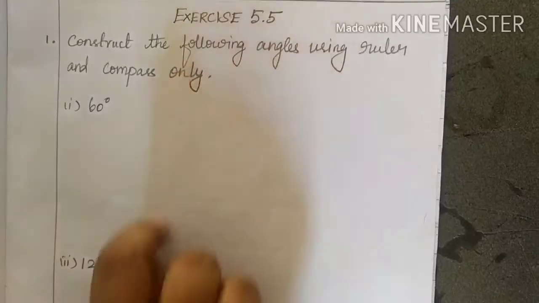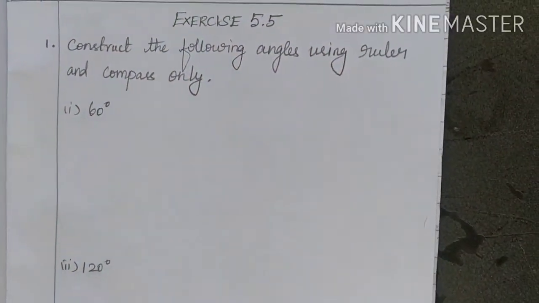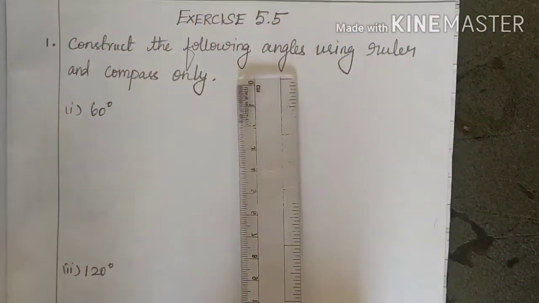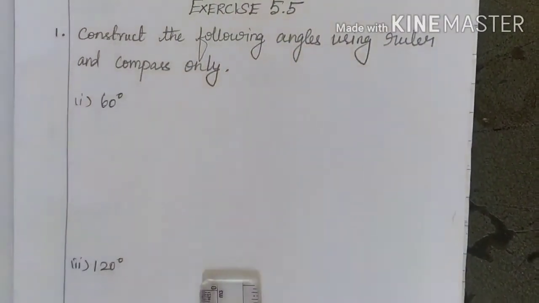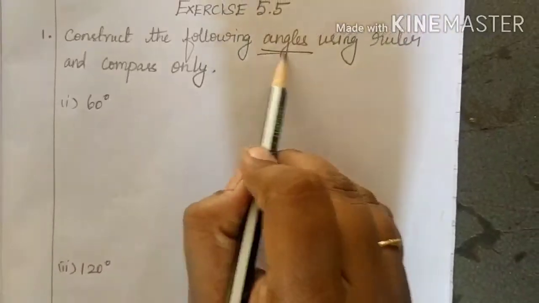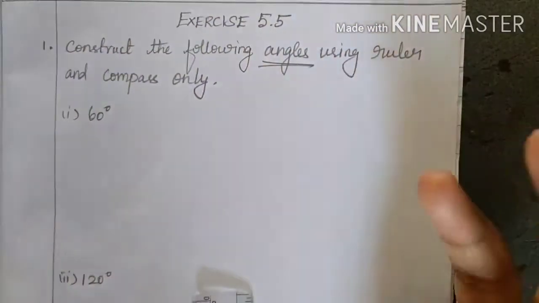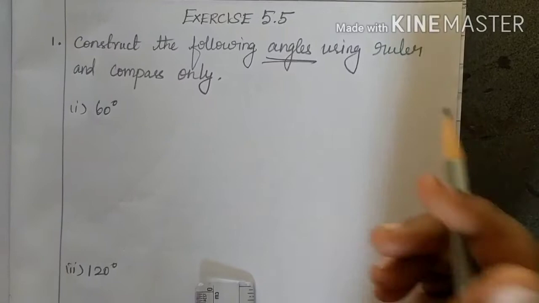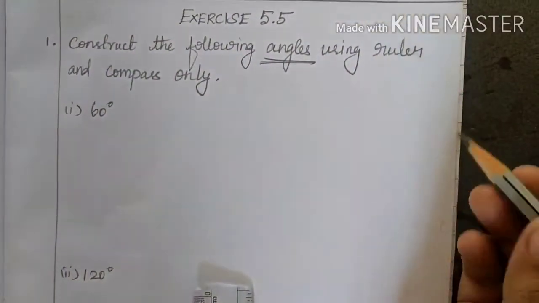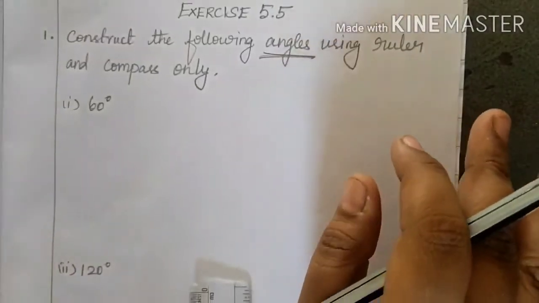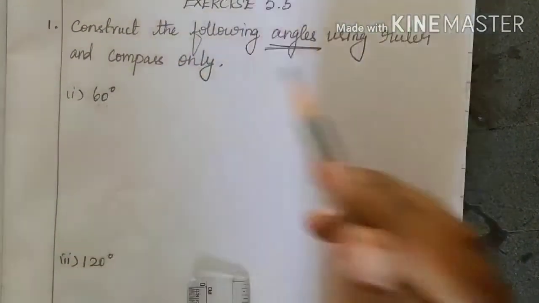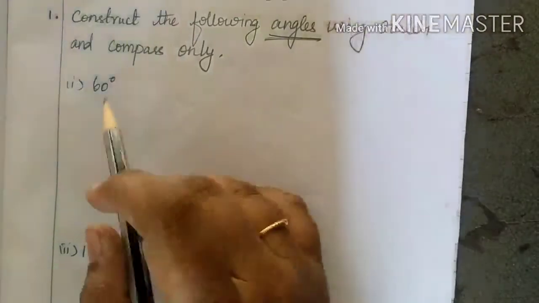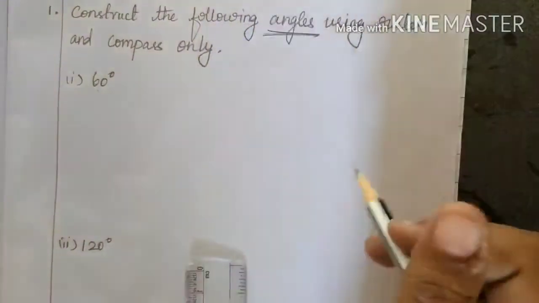But now, in exercise number 5.5, they say to construct the following angles using ruler and compass only. Look at this children, they have given the angle. Ma'am, without using the protractor, how can we measure the angle? Okay, this is your question here. So listen children, this is our task: without using the protractor, we have to construct this exact angle. We are going to draw every angle accurately, for example 60 degrees. That's what we are going to learn in this class.